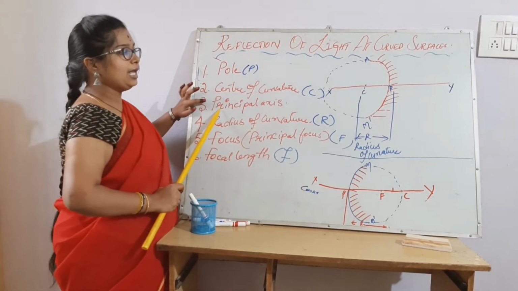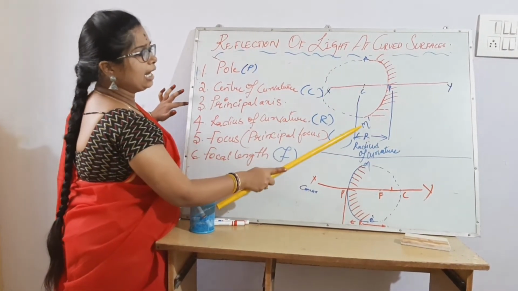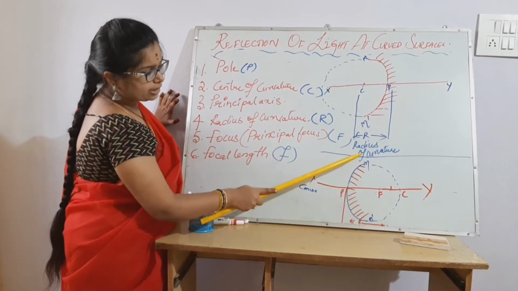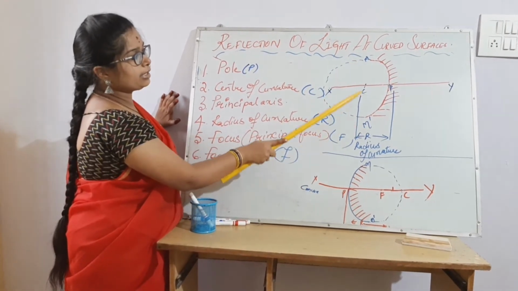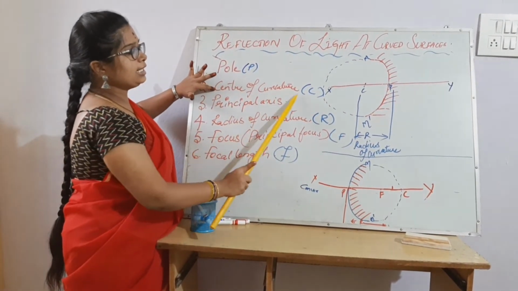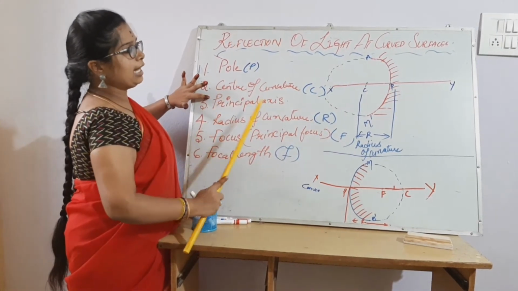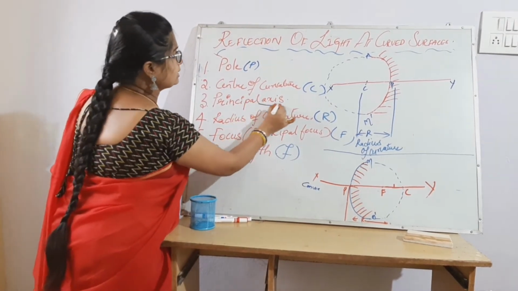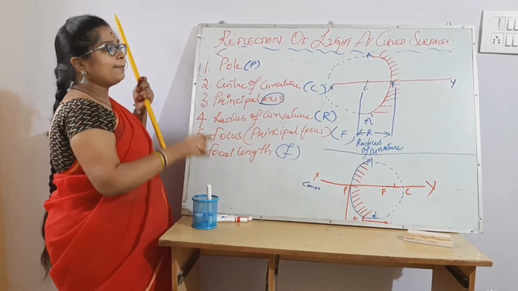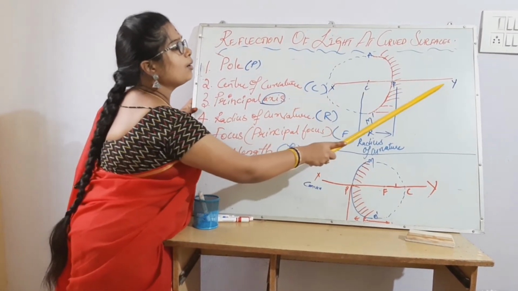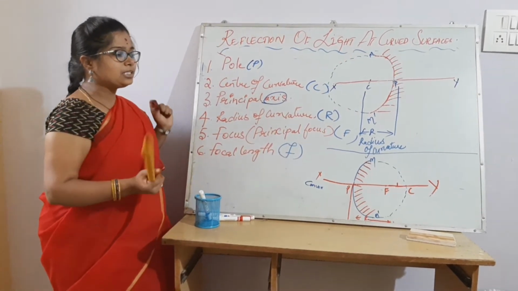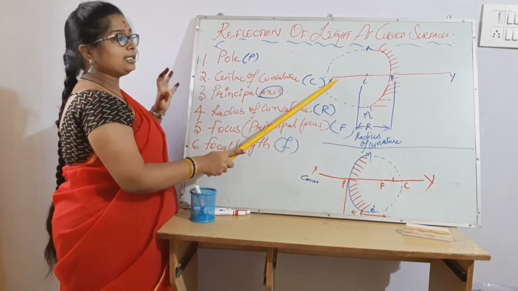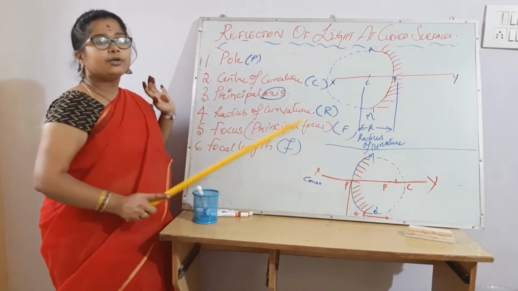And next, principal axis. Here M dash is nothing but your mirror. M dash is your mirror. And C, as I said before, is the center of curvature. Principal axis, as the name itself indicates, is an axis, meaning a line passing through the pole is called the principal axis. You can extend this principal axis. Remember, you are not supposed to extend anything except the principal axis.